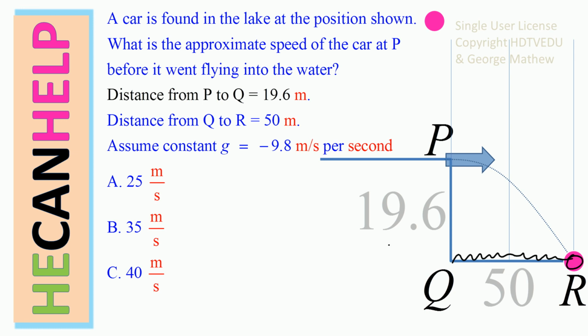Assume constant acceleration due to gravity, negative 9.8 meters per second squared. Define positive x as to the right and positive y as vertically up. So is it A, 25 meters per second, or is it B, 35 meters per second, or is it C, 40 meters per second?